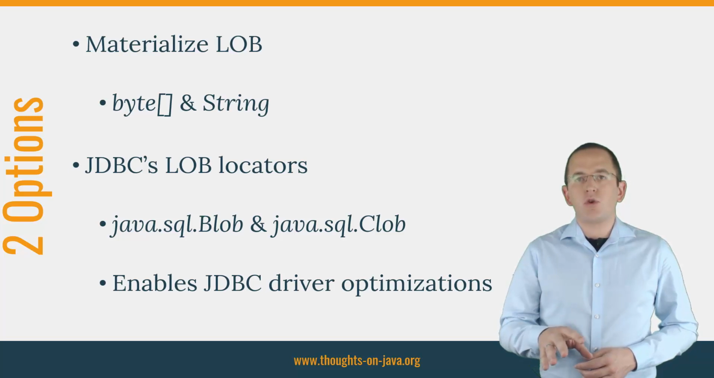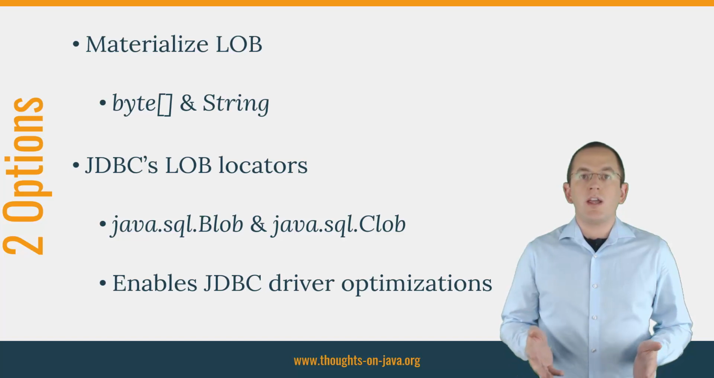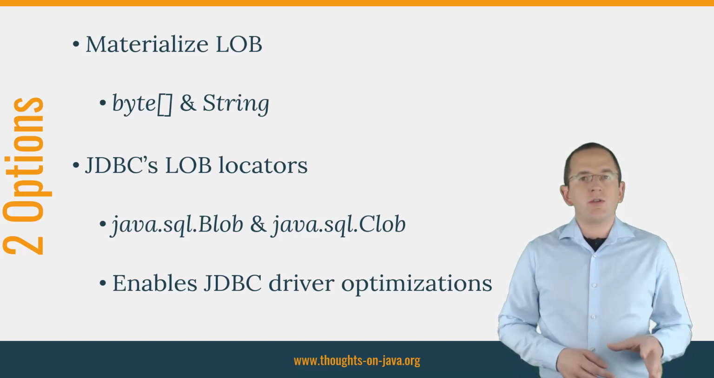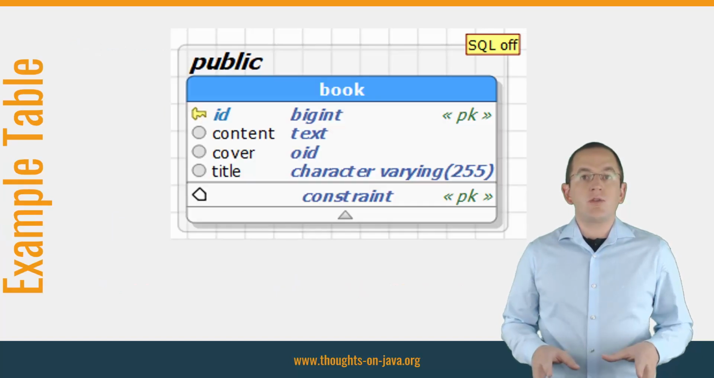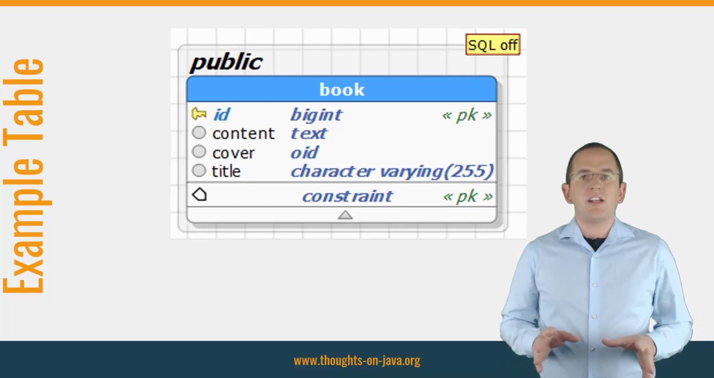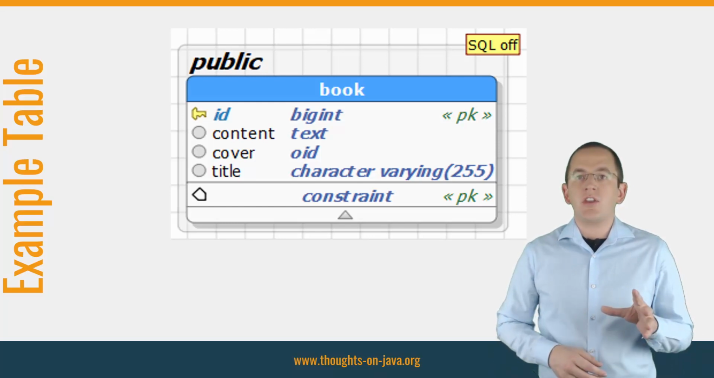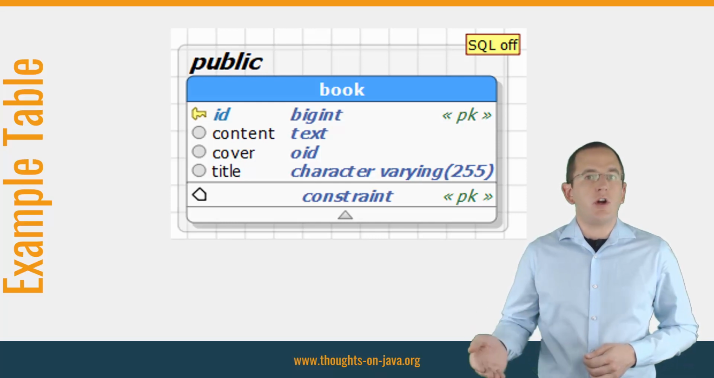The mapping of both approaches looks almost identical. You just need to annotate your entity attribute with a lob annotation. The only difference is the type of your entity attribute, but you will see a huge difference in the way you use the values of these entity attributes. Let's use both options to map the following book table. The columns cover of type OID and content of type text are the important ones for this video. We will map the cover column to a blob and the content column as a clob.